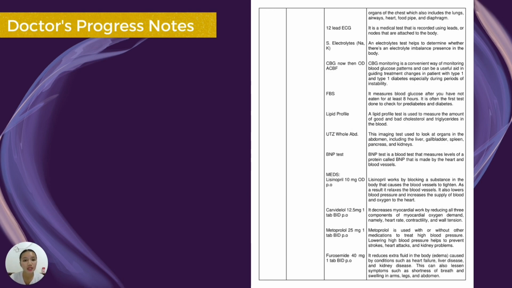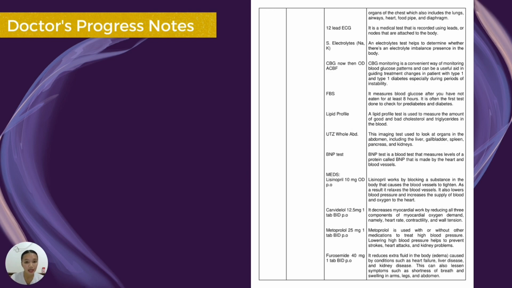Now for the CBG, then OD-ACBF, or the capillary blood glucose, once a day before breakfast. This monitoring is a convenient way of monitoring blood glucose patterns and can be a useful aid in guiding treatment changes in the patient, with those patients who have type 1 and type 2 diabetes, especially during periods of instability.